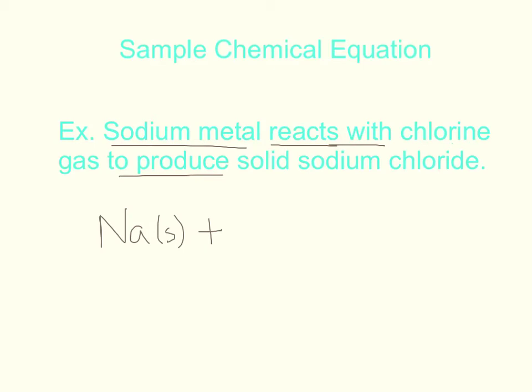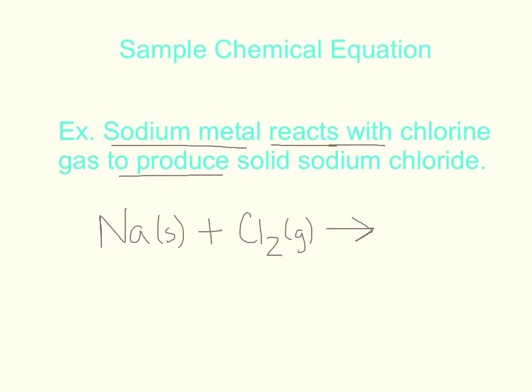Chlorine gas. Now chlorine is Cl, but remember, chlorine is one of those diatomic elements, which means that it cannot stand alone. So if it's not joined up with anything, then it has to be Cl2. It is a gas, so just for right now, I'm going to put the G in parentheses right there to show that it is a gas. When we get to to produce, the to produce means we put the arrow there, and it says solid sodium chloride.